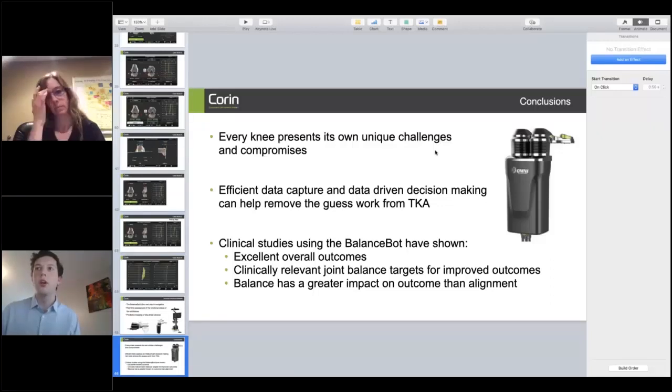We have another question on your rate of soft tissue releases. Have you noticed a decrease or a change in the rate of soft tissue release prior to using the balance bot versus after using the balance bot? I don't think I have. I really didn't do very many soft tissue releases before. It really was a challenge that I created for myself in the pre-balance bot navigation system. And I had gotten pretty good at predicting how these knees were going to behave. So the truth is I actually didn't do very many soft tissue releases before the balance bot either. So for me personally, probably not a large difference.